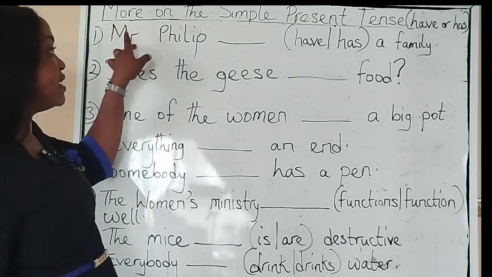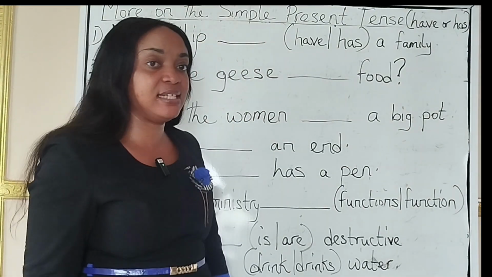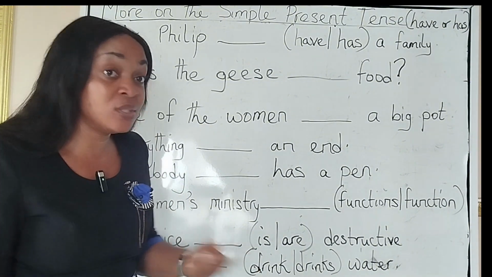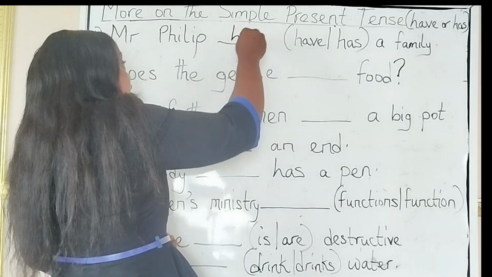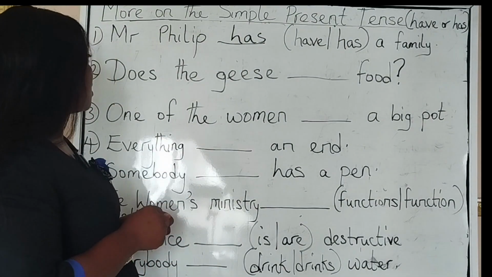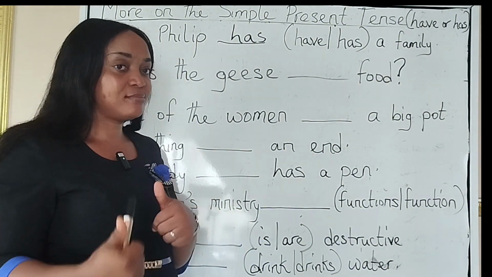Mr. Philip has a family. Mr. Philip is a singular person, what we call the third person singular. We can say he. So he has a family. Correct.